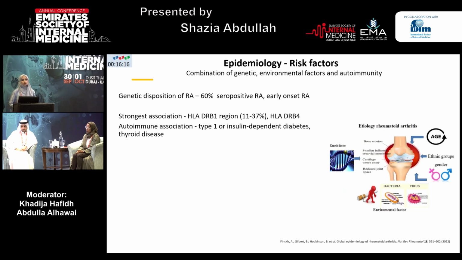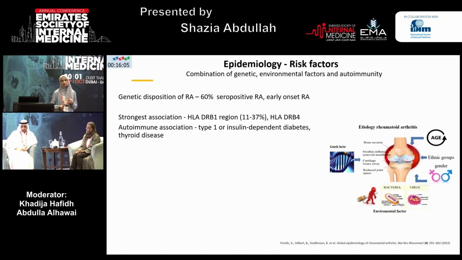So what causes rheumatoid arthritis in the first place? Well, we don't really know. However, we think that there may be a combination of genetic factors and an environmental trigger, which leads to an aberrant immune response. The genetic studies, particularly twin studies, have told us that the genetic predisposition for rheumatoid arthritis can be as high as 60%. And the most common link is with the HLA DRB1 and DRB4.